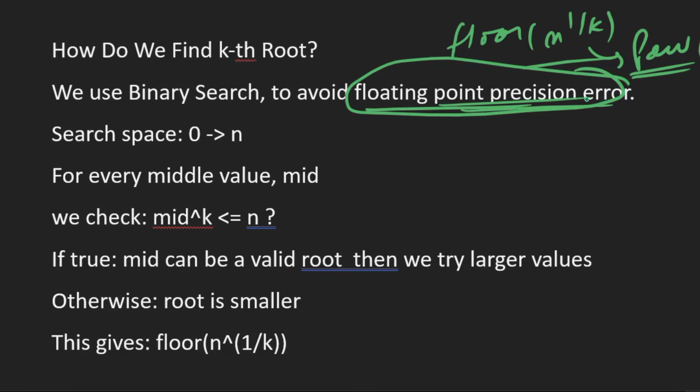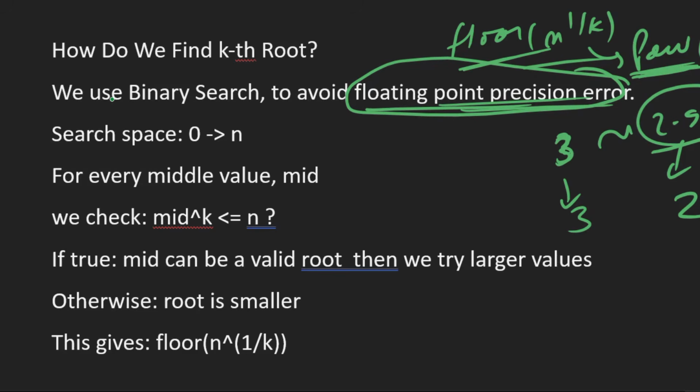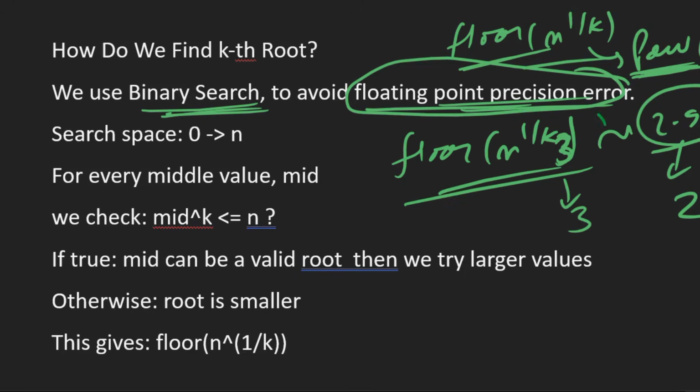It has some floating point precision errors. So sometimes, suppose our answer is 3, but it will give us 2.99. So if we take floor of 2.99, it will give us 2 instead of 3. So instead of using the power function and floor function, what we'll do is we'll use binary search. We will use binary search to find the floor of n to the power 1 by k value, right? To find this value we will be using binary search, right?